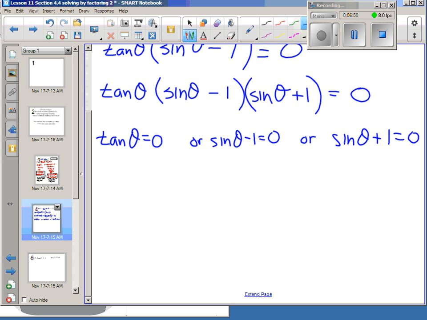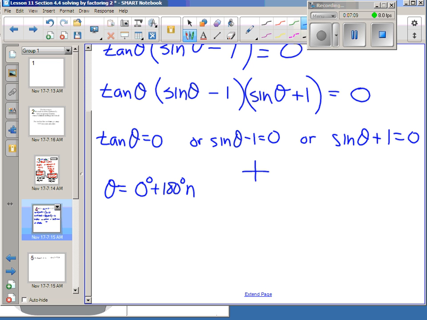Tangent is 0 when my slope is 0. So again, theta is 0 degrees plus any multiple of 180. So at 0, at 180, at 360, at 540, and so on. Where's my sine 1?